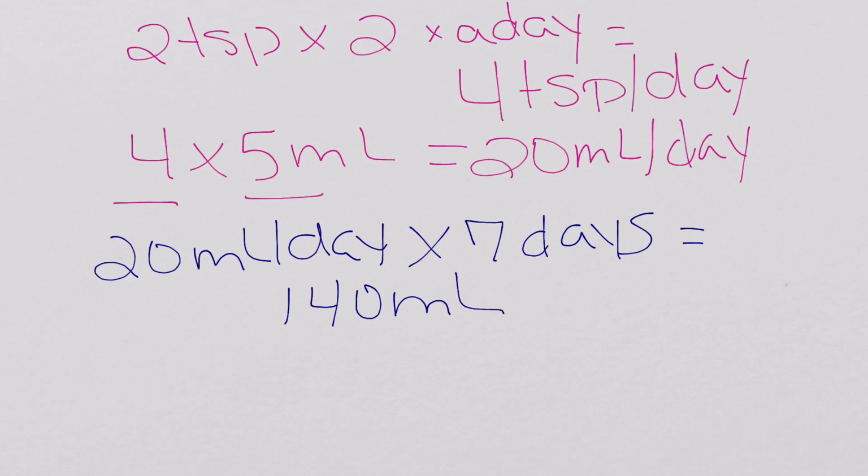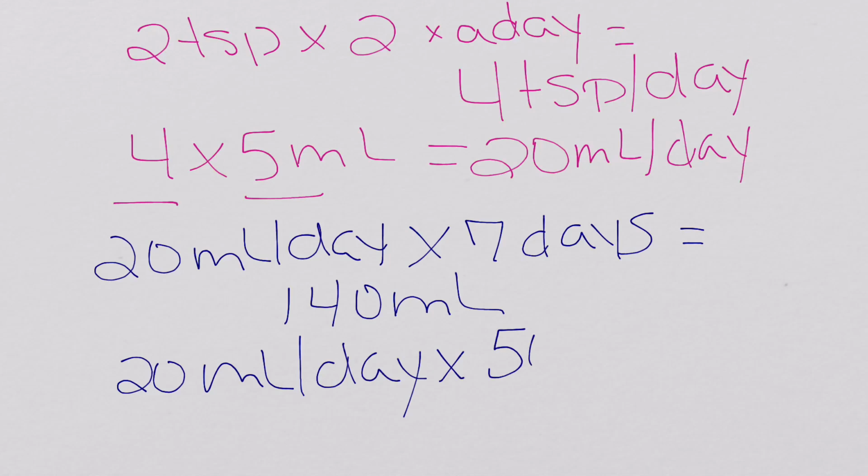Now, part C is asking us how many grams the patient will take daily. So they're taking 20 mLs per day, and there's 125 milligrams in 5 mLs. So we would do 125 times 4, which is, sorry, I got a calculator, which is 500. 500 milligrams.